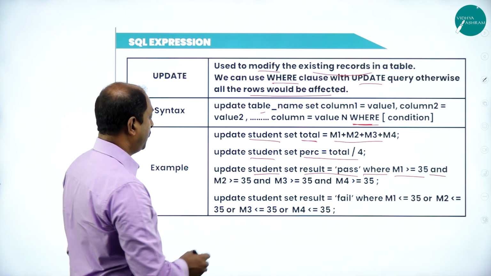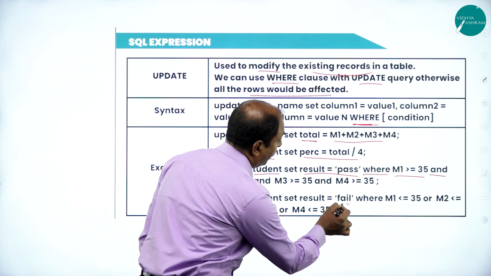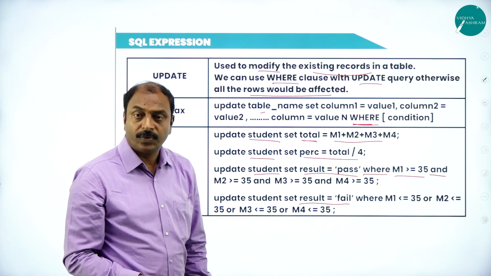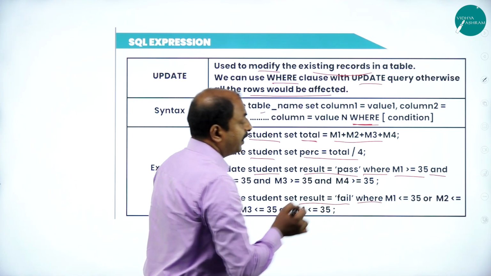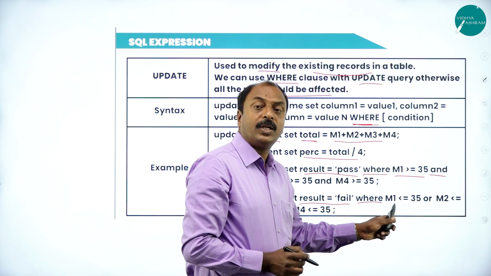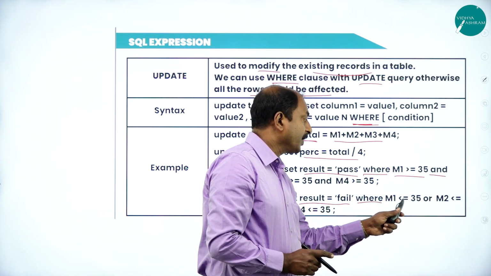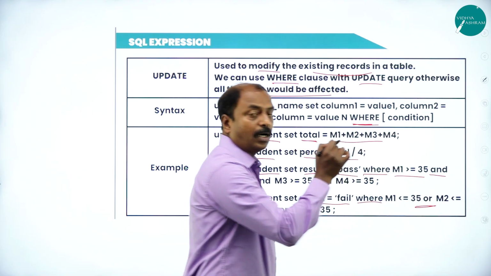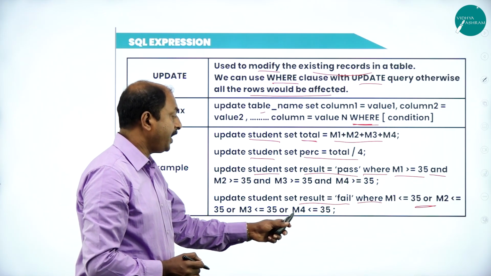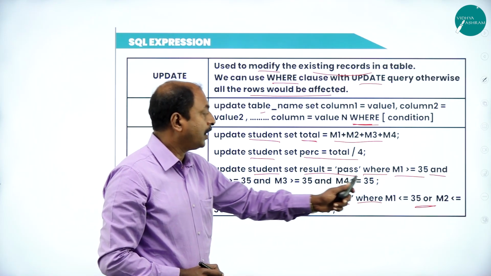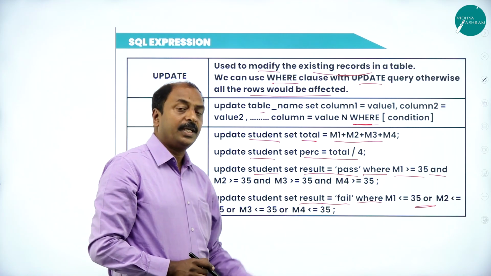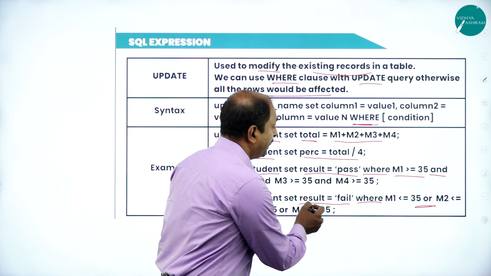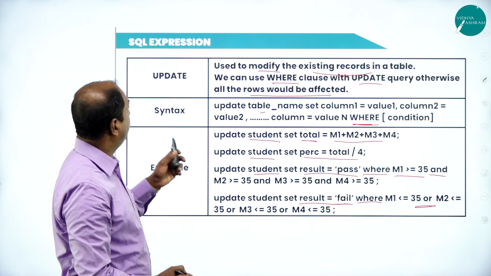Next, one more example. Here, update student, set result equal to fail. Now, we are going to set the result as fail. And what's the condition for that? So, we are using where clause, where the value of the column M1 is less than 35. Here, we are using OR operator. So accordingly, if any one of the values, either from M1, M2, M3 or M4, in any of these columns is less than 35, it is going to update the result as fail. So this is update command.